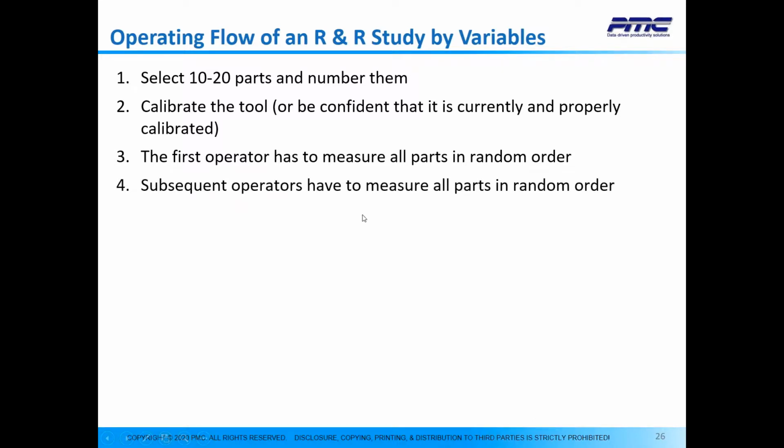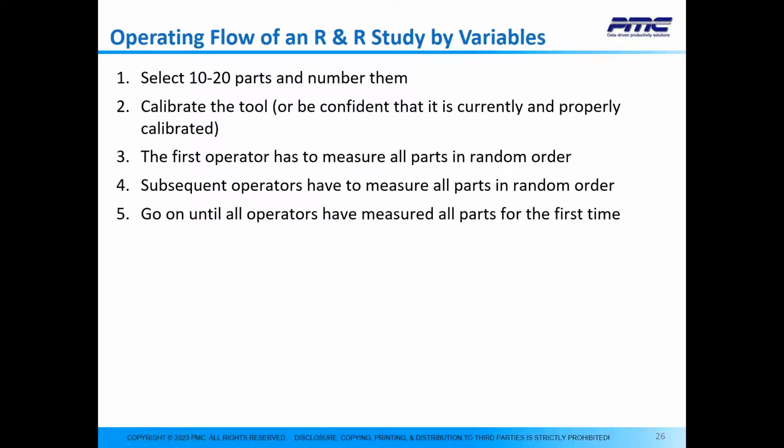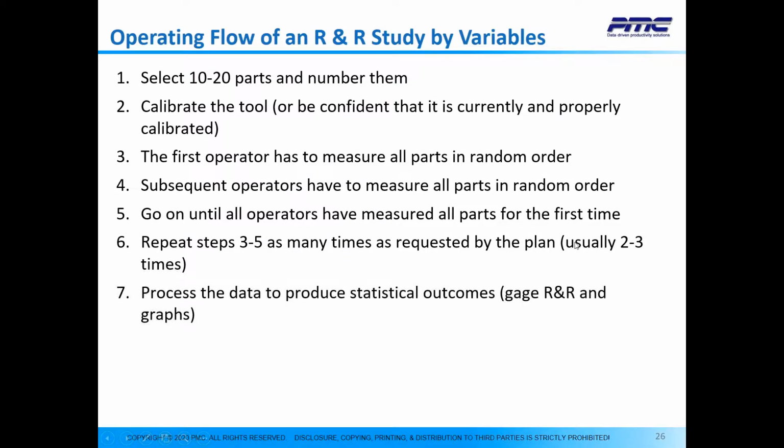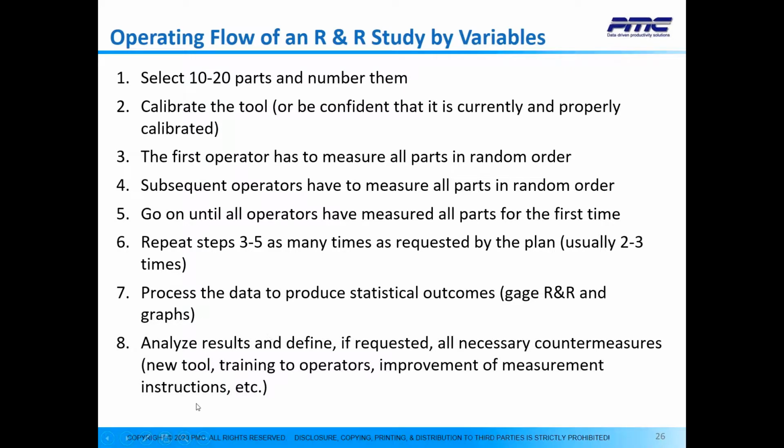Then the subsequent operators have to measure all parts in random order. Go on until all operators have measured all parts for the first time. Repeat steps 3 through 5 as many times as requested by the plan. And what that means is it's called replication. We usually do 2 to 3. Then process the data to produce statistical outcomes, the Gage R&R and the graphs. And you need to finally analyze the results and define, if requested, all necessary countermeasures.